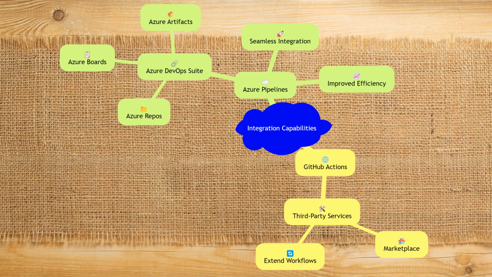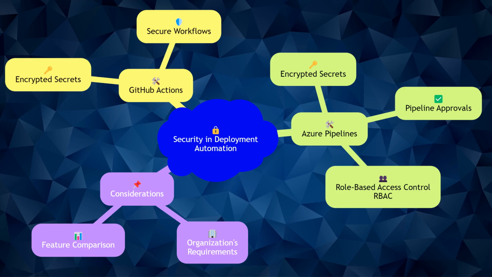the team. Both GitHub Actions and Azure Pipelines offer extensive integration capabilities with other tools and services. GitHub Actions can integrate with various third-party services through its marketplace, allowing teams to extend their workflows with additional functionality. Azure Pipelines, being part of the Azure DevOps suite, integrates seamlessly with other Azure services like Azure Repos, Azure Boards, and Azure Artifacts. This tight integration enables teams to manage their entire DevOps lifecycle within a single platform, streamlining their processes and improving efficiency.